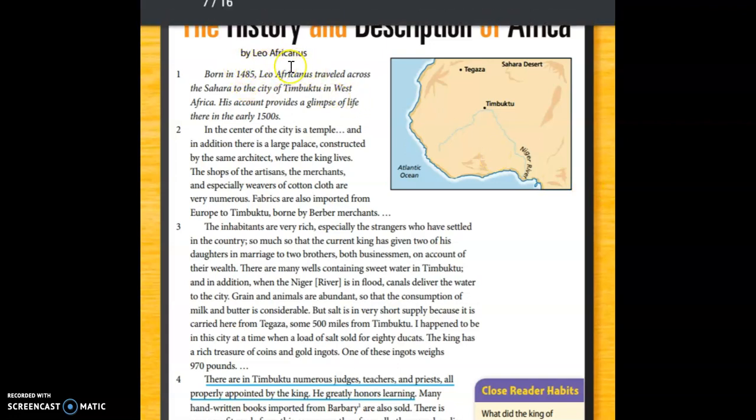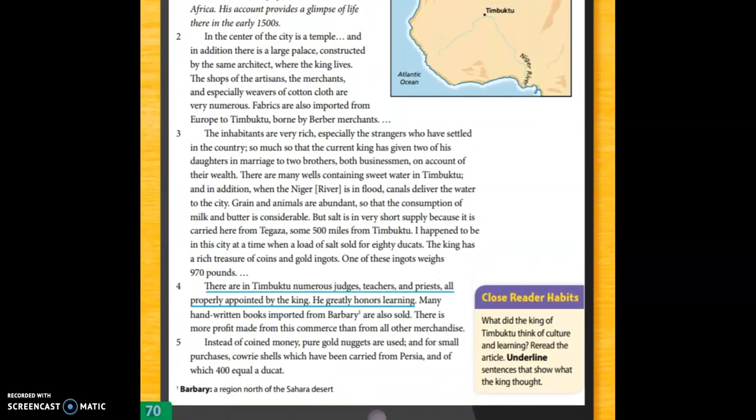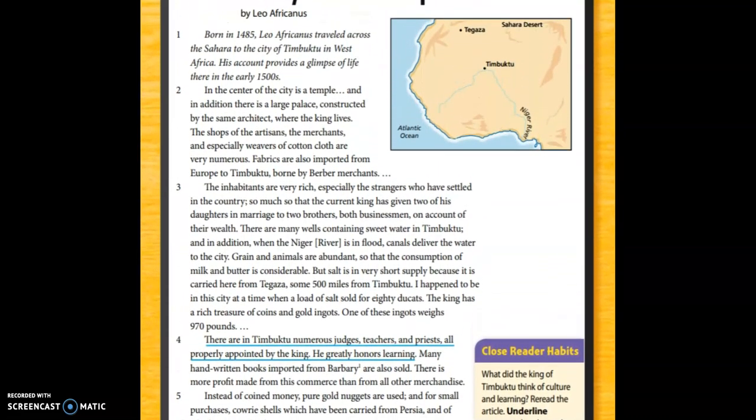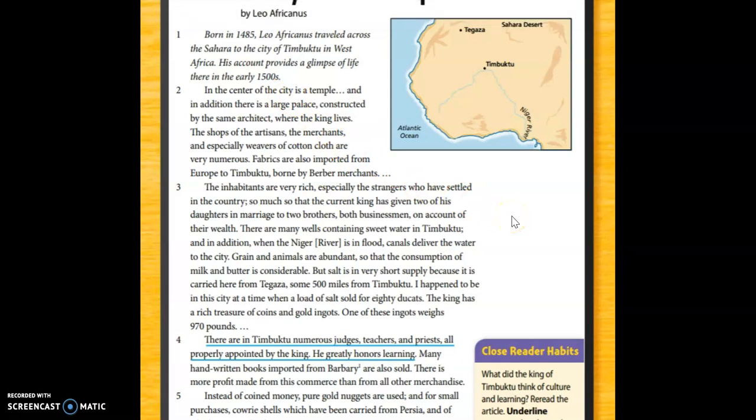So I'm underlining the writer, and his name is Leo Africanus. The second question is, when did he travel to Timbuktu? So if we read under part 1, it says, born in 1485, Leo Africanus traveled across the Sahara to the city of Timbuktu in West Africa. His account provides a glimpse of life there in the early 1500s. So we can gather that he traveled to Timbuktu in Africa in the early 1500s.